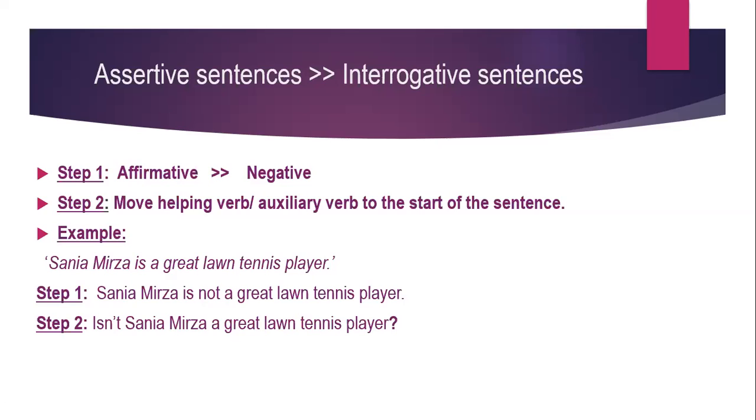Then, in the second step, we would move the helping verb "is not" to the start of the sentence and convert it into an interrogative sentence. The answer would be, "Isn't Sania Mirza a great lawn tennis player?" And we would end it with a question mark.